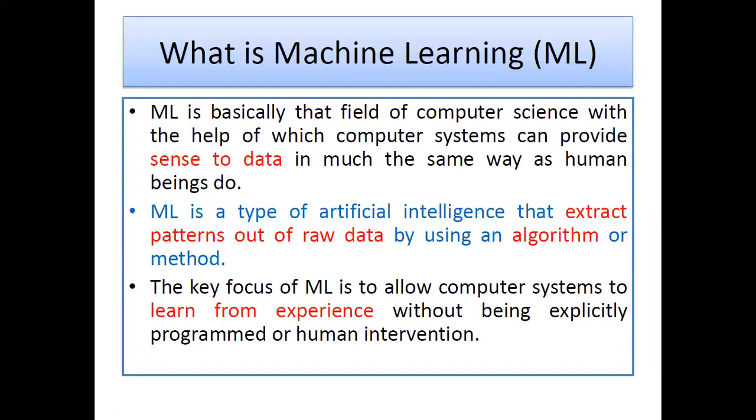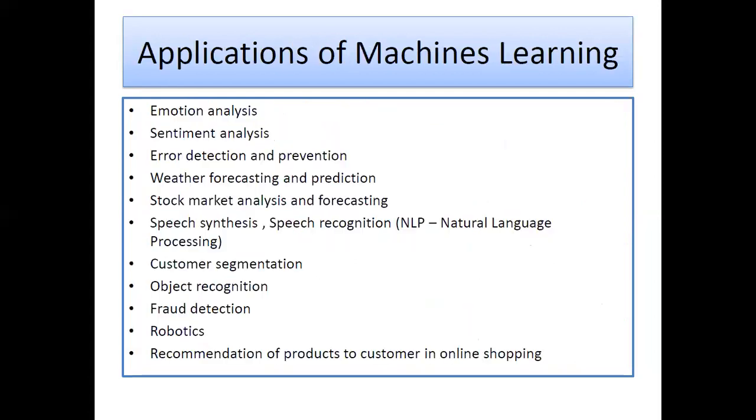by its own. The key focus of machine learning is to allow computer systems to learn from experience without being explicitly programmed or human intervention. So it should learn from experience, and then it will take a decision on what it is supposed to do. All these things, if I'm able to do in a specific particular field of computer science, I'll be saying that I'm dealing with machine learning.